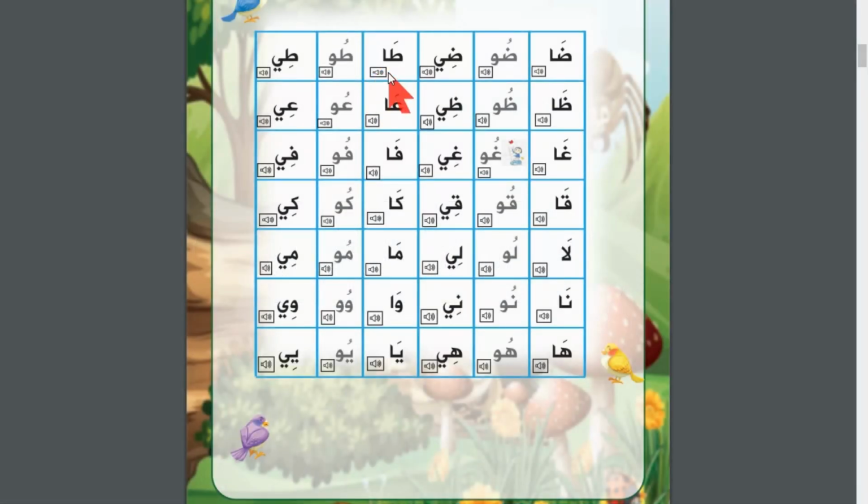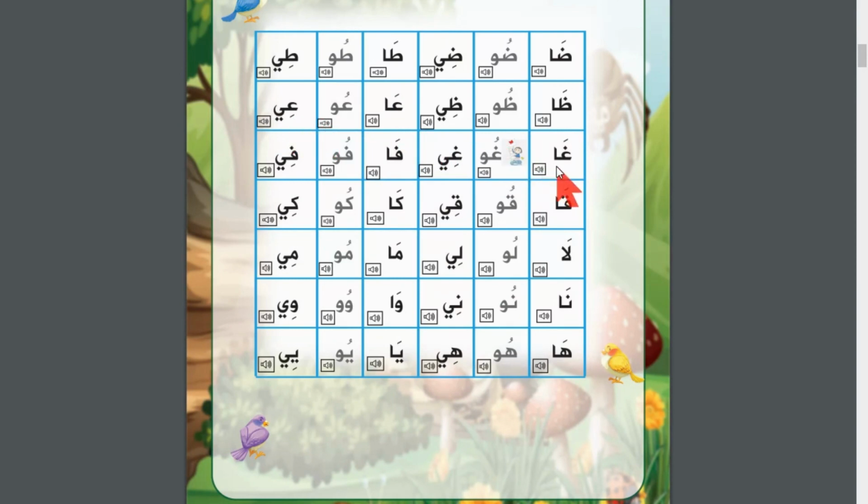Ta, Alif, Fatha, Ta, Ta, Waw, Damma, Tu, Ta, Ya, Kasra, Ti, Ta, Tu, Ti. The next one we have Za, Alif, Fatha, Za, Za, Waw, Damma, Zu, Za, Ya, Kasra, Zi, Za, Zu, Zi. The next one we have Ayn, Alif, Fatha, A, Ayn, Waw, Damma, U, Ayn, Ya, Kasra, I, A, U, I.